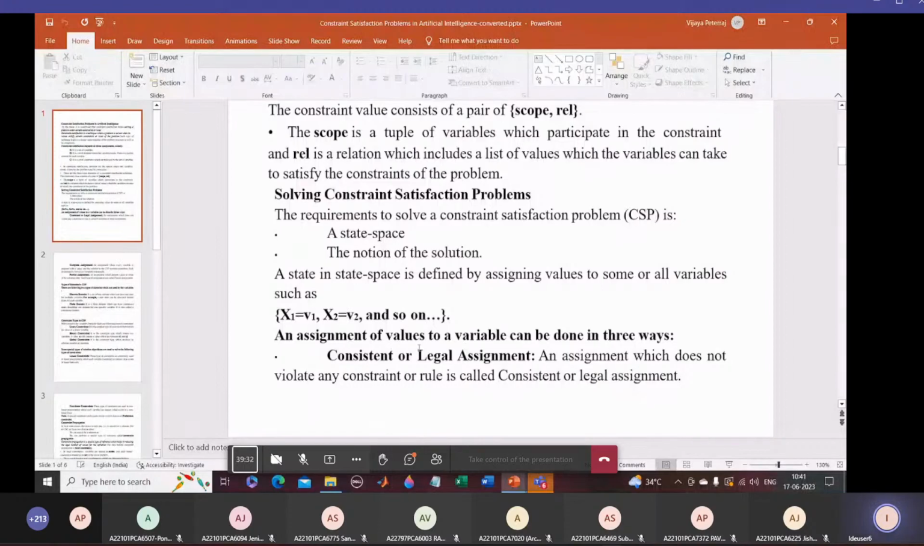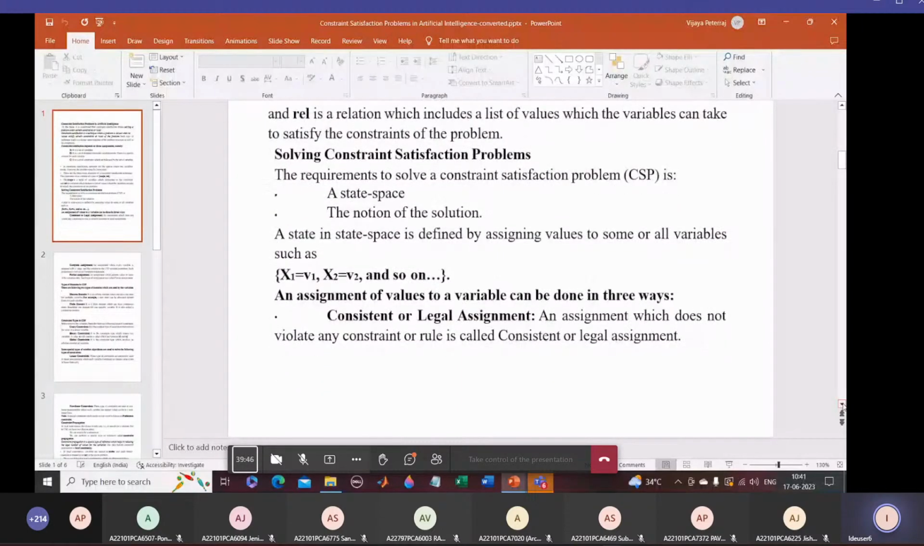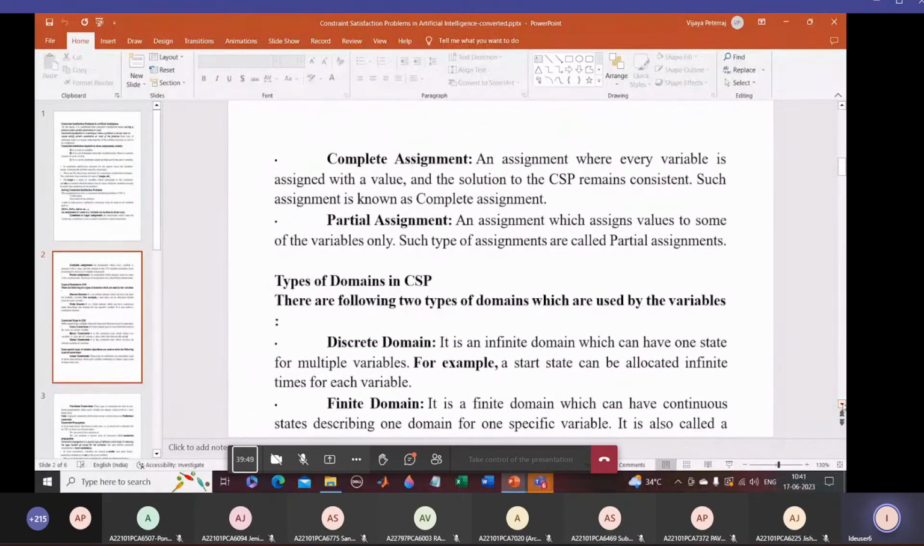An assignment of values to a variable can be done in three ways. When you are assigning values to a variable, three ways we can do. One is legal assignment or consistent assignment. Doesn't violate any constraints or the rule, that is legal. Okay. And then complete assignment, where every variable is assigned with a value, and again the solution will remain consistent, that is called as complete assignment. So here every variable will be given a value. Okay, and the solution is consistent, will not change. Then partial assignment, some variables only will be assigned the values. Yes, that is called as partial.